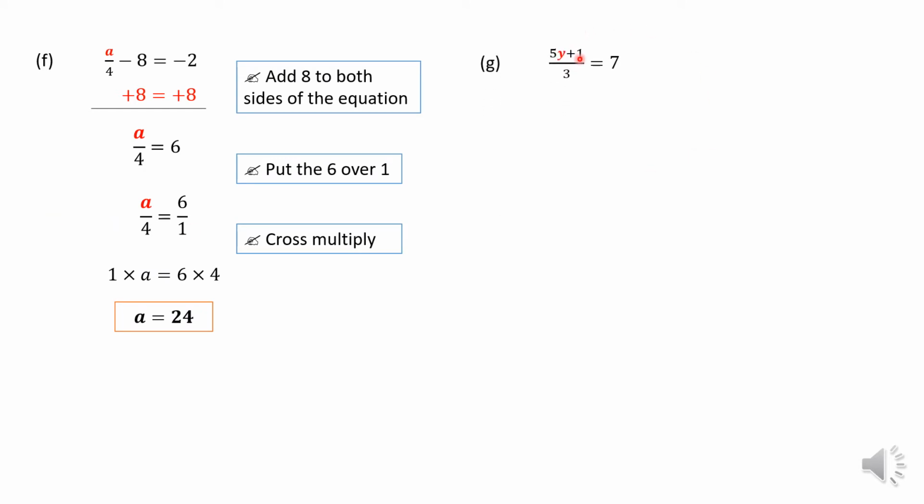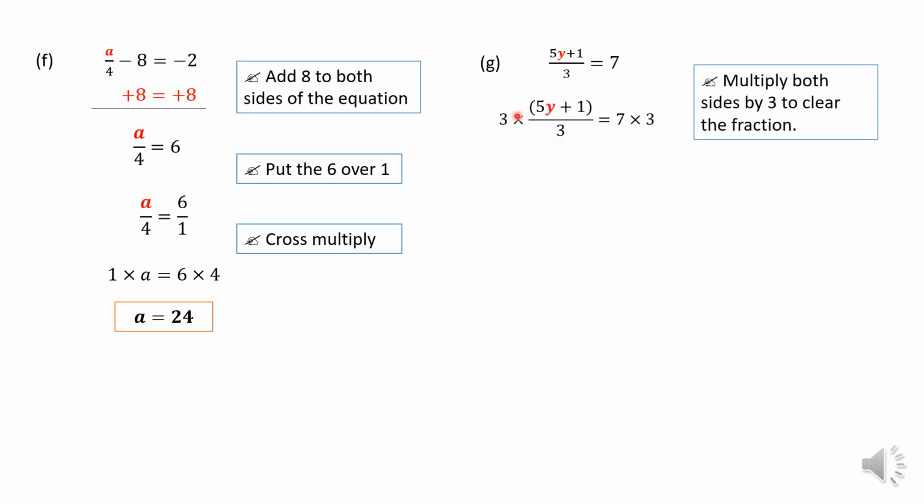Right, here you have got the quantity 5y plus 1 all over 3 equals 7. You can put that 7 over 1 if you want to. All right, and do cross multiplication. It's also another method that you can use, but I have done something different. I got rid of this 3. The opposite of division is multiplication, so I multiplied both sides by 3. If I multiply on the left, the 3's will sort of cancel out, leaving me 5y plus 1 equals 21.